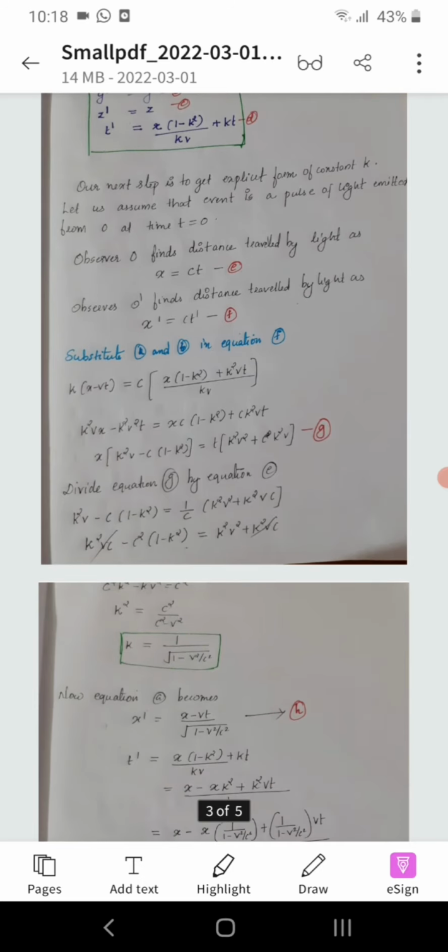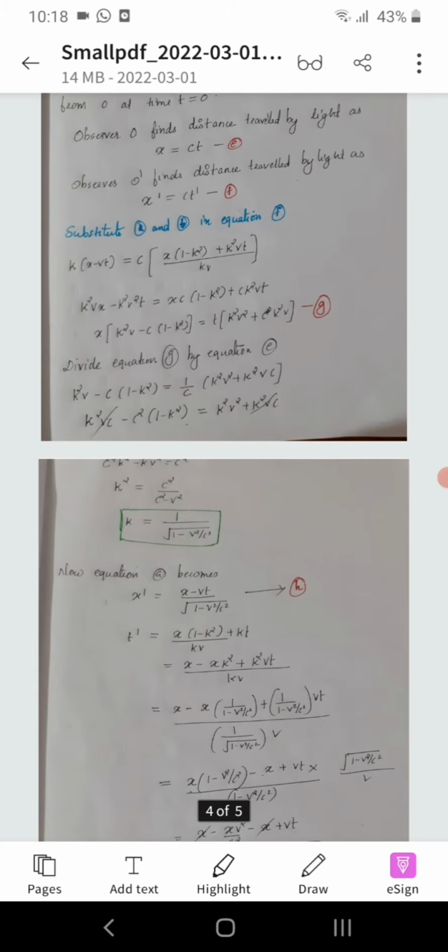By rearranging, we can write k square vx minus k square v square t is equal to xc into 1 minus k square plus c k square v. The second step is got by moving the denominator of the right hand side equation to the left hand side. Now take x and t common in right and left hand side respectively. Then we will get equation as g.